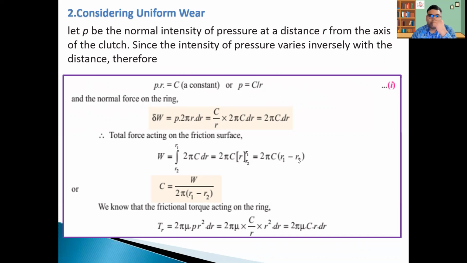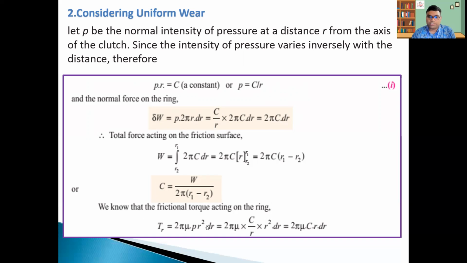This is one equation. So the normal force acting on the ring is P into 2 pi R dr. Just put the value of P in terms of C. So C comes into this equation and R cancels out, so we can write 2 pi C dr. The total force acting on the frictional surface we have to integrate from R2 to R1, this new equation 2 pi C dr. Once we have integrated, we can get the value of C, W is equal to 2 pi C (R1 minus R2), and then again we put this value at the end of the derivation.